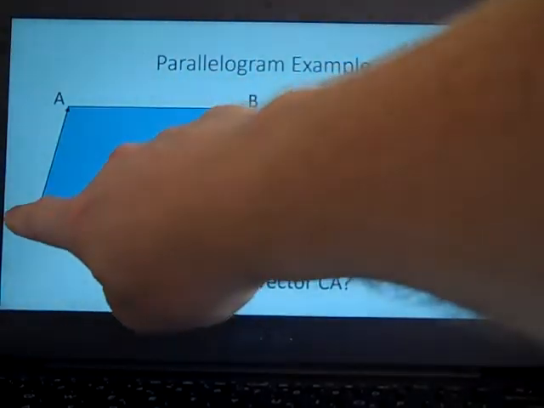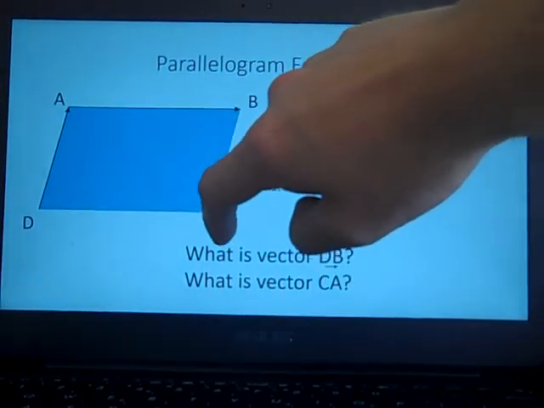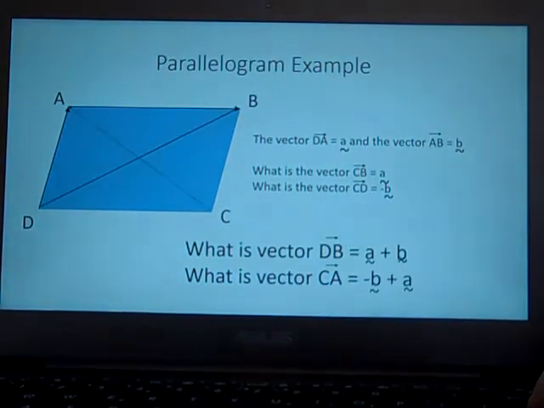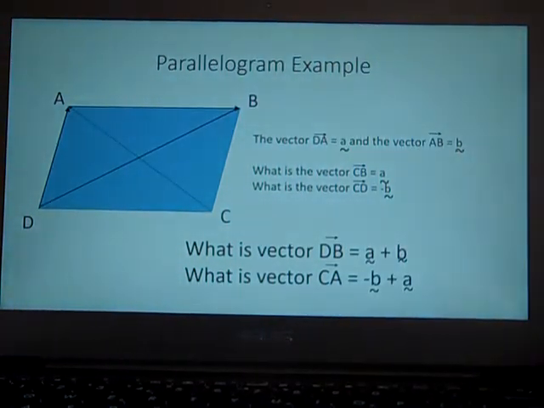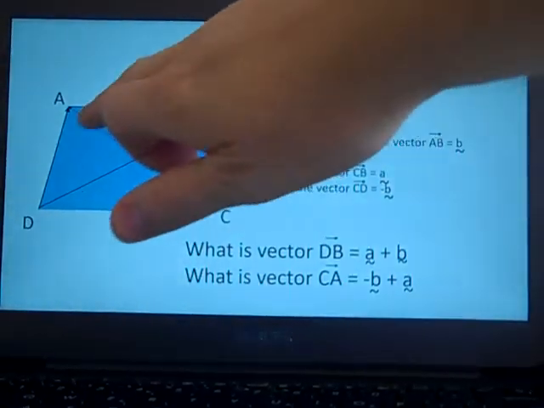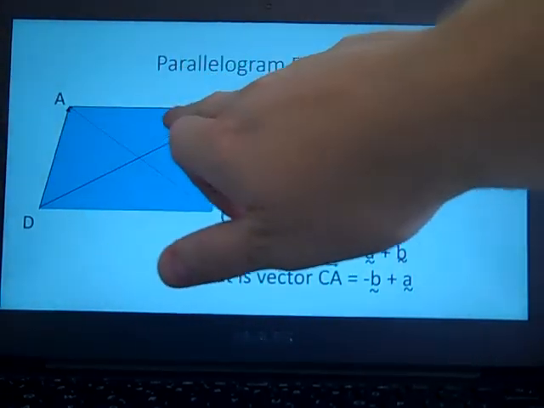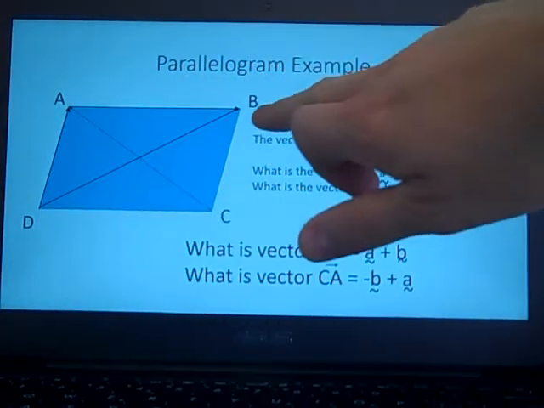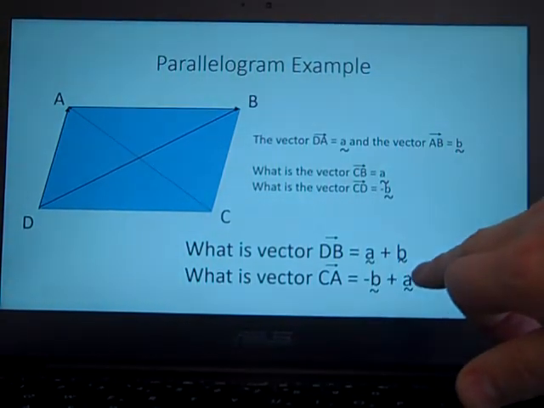So I want to know how we get from D to B and how we get from C to A. So those are them drawn on there. To get from D to B, we need to go along vector a and along vector b. So that's a add b. Just there, a add b.